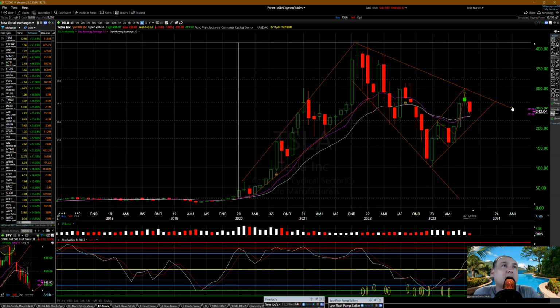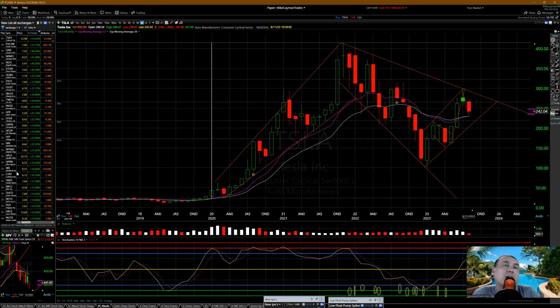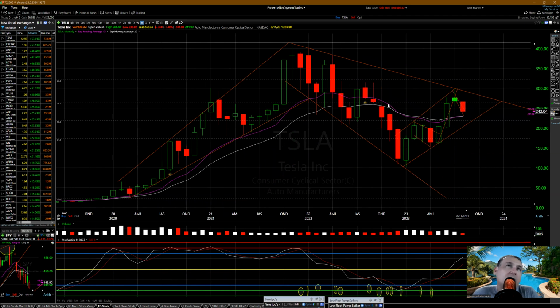This is a big broadening wedge here. If you have time, look up Google broadening wedge stock market, you'll see this. This space is small, it's getting wider and wider. That means a lot of volatility. So I expect more volatility ahead. We're going to get a big drop like this.